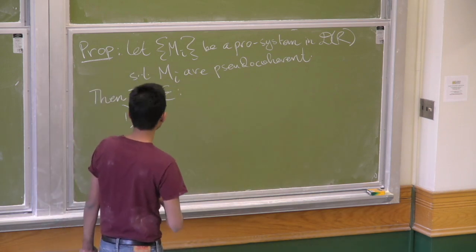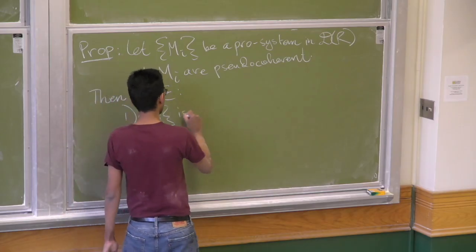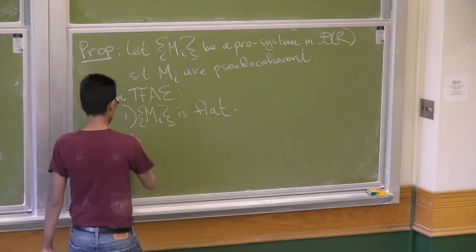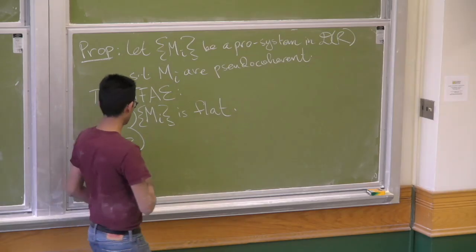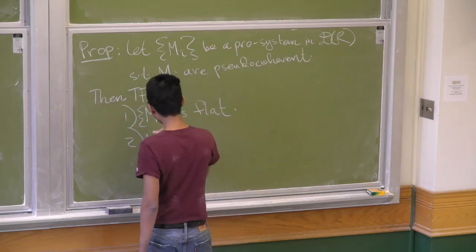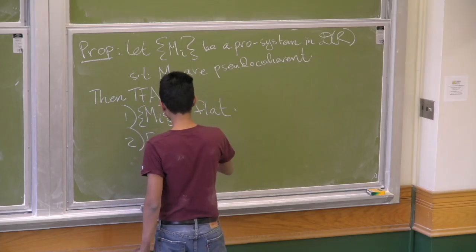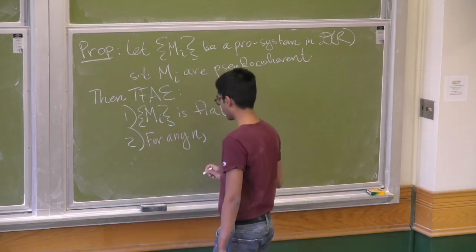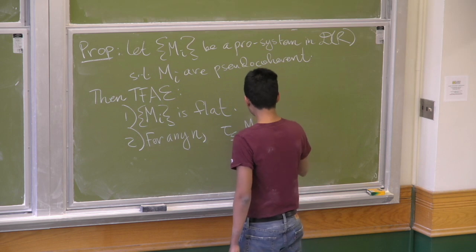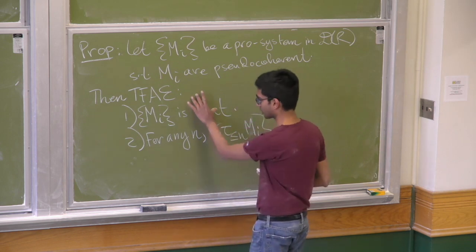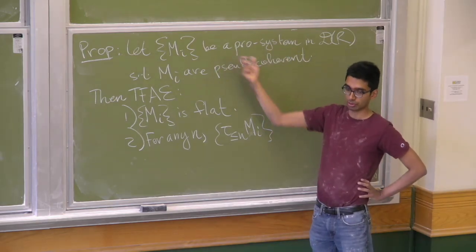One, M sub I is flat in a sense. And two, it satisfies the Tor condition: for any n, if I take this pro-system. They're formulating this somewhat more generally, but maybe in the example we want, R is a Noetherian ring, and the M sub i's are just classical finitely generated modules.